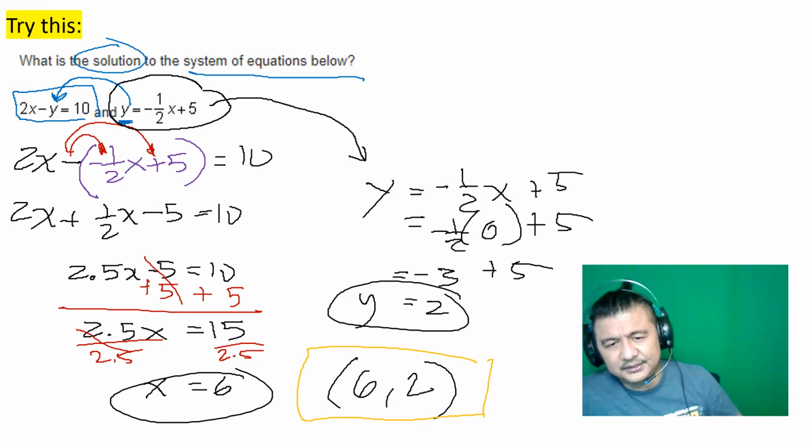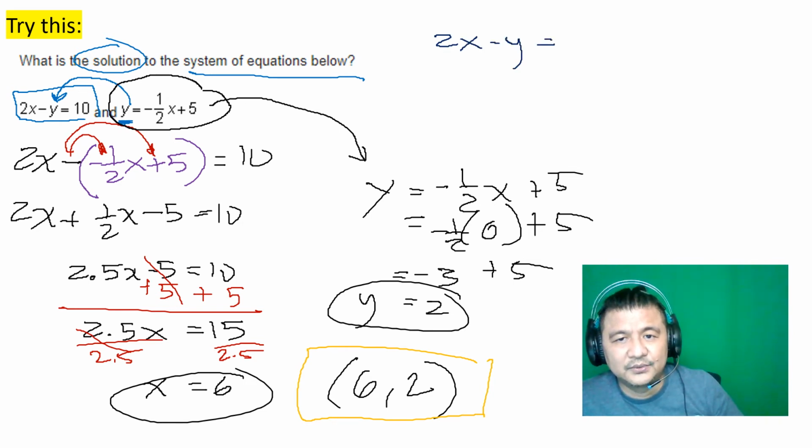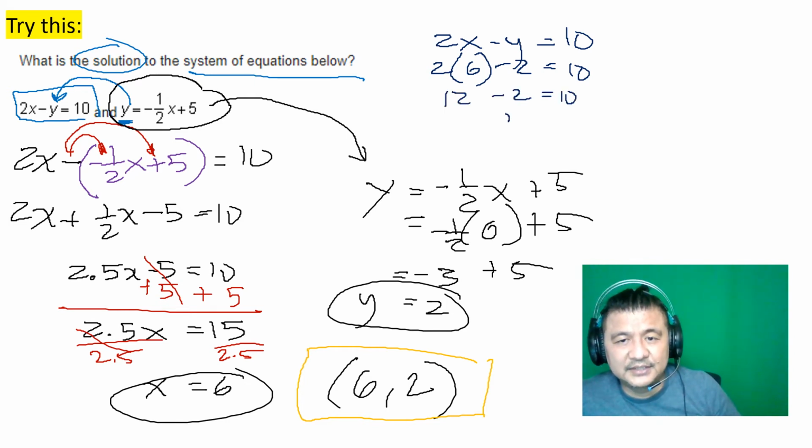Are you sure you're right? Let's check one equation. Let's check the first one. 2x minus y equals 10. Substitute the x of 6. Substitute the y of 2. Is it equal to 10? This will be 12 minus 2 equals 10. Left is 10, right is 10. I am sure I'm correct.